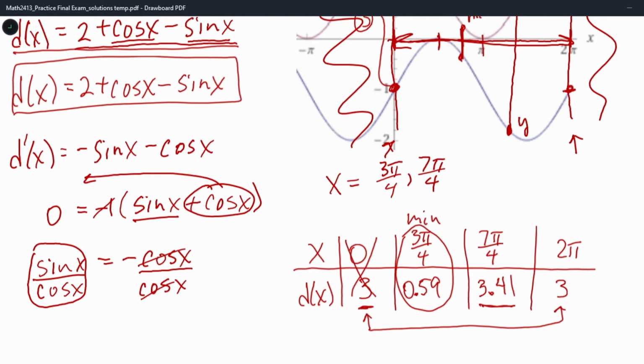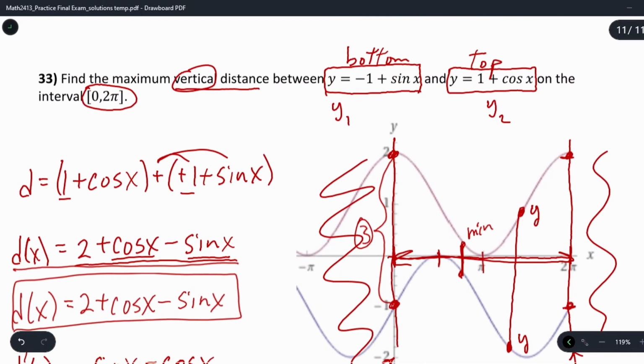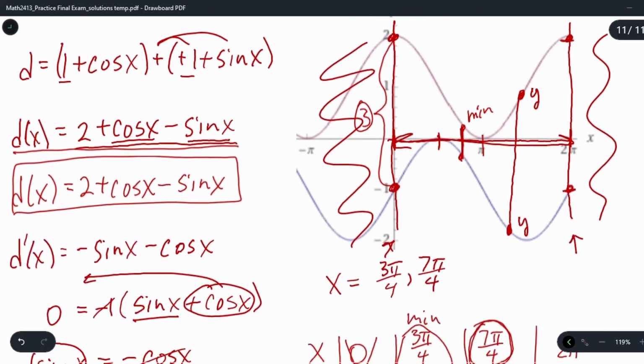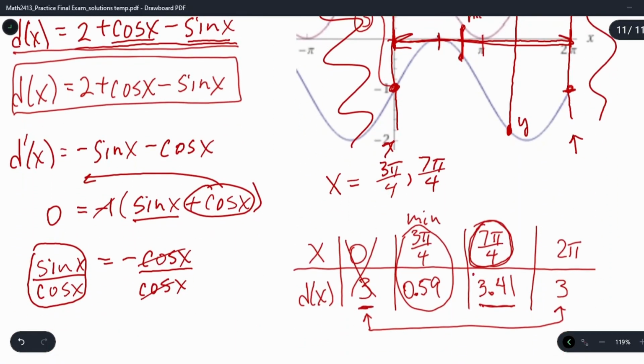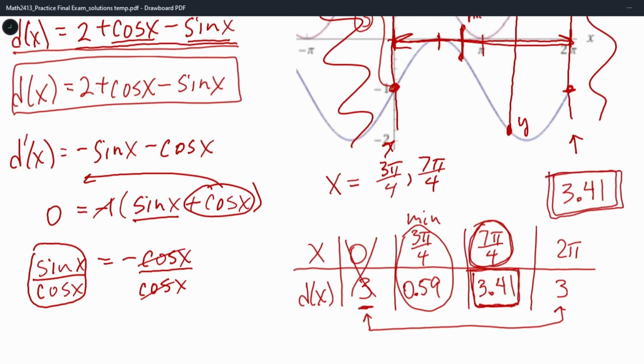And so the final answer for this problem, the maximum distance occurs when x is 7 pi over 4, but they ask for find the maximum vertical distance. They actually wanted us to find the actual distance, and that's going to be this value here. So the answer that you would give for this problem is 3.41. That is going to be our maximum vertical distance between the two graphs.